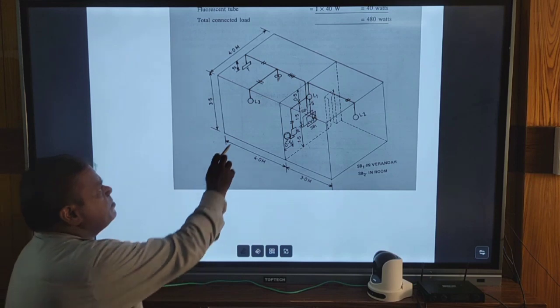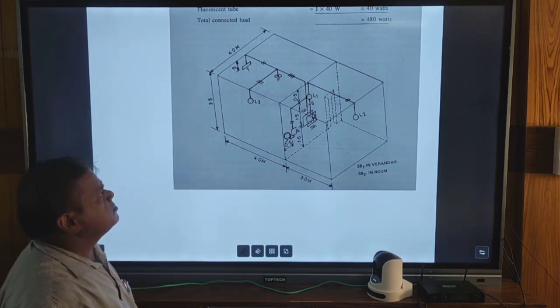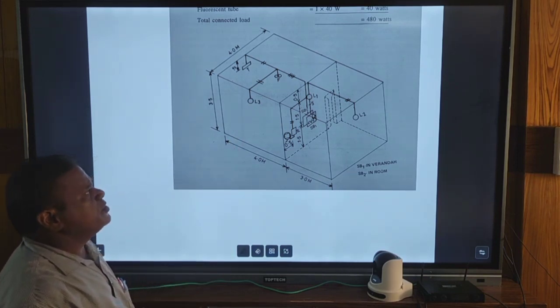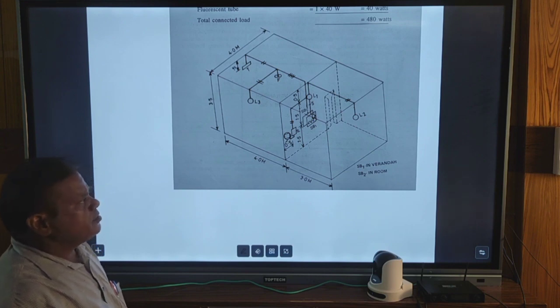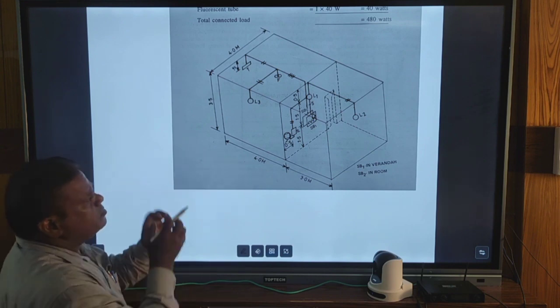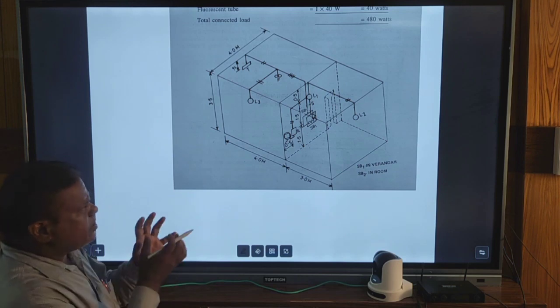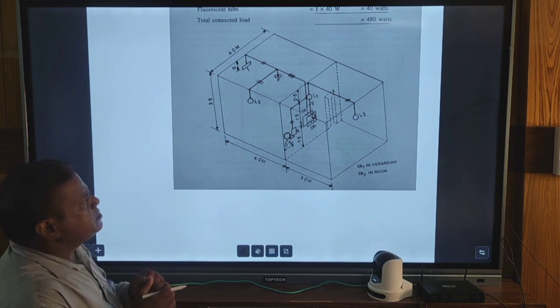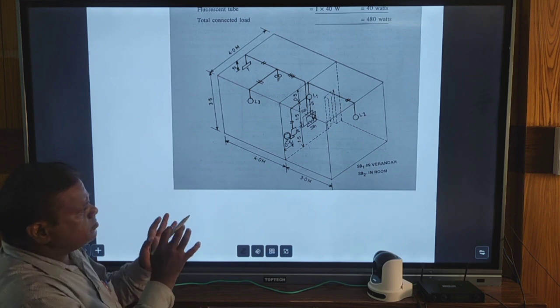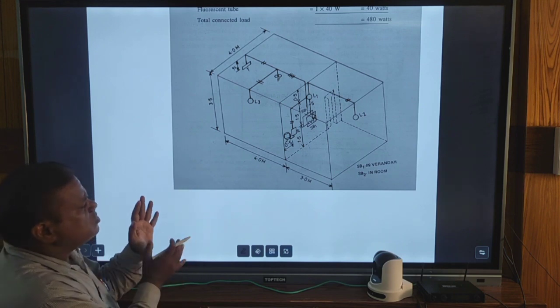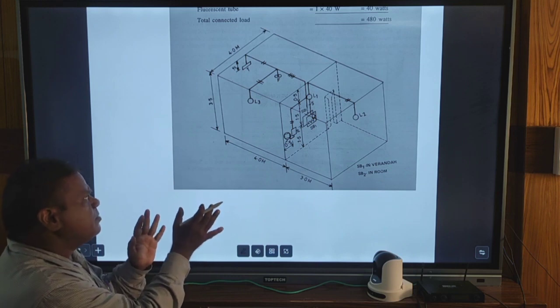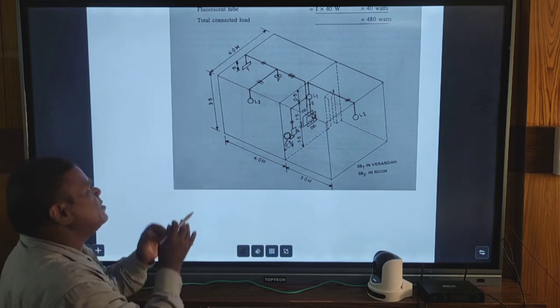In the next diagram, that is called an isometric view of the room. Isometric view of the room means, in this type of diagram, we are able to see it with some inclination to the ground. If we draw a diagram, the picture will be like this.